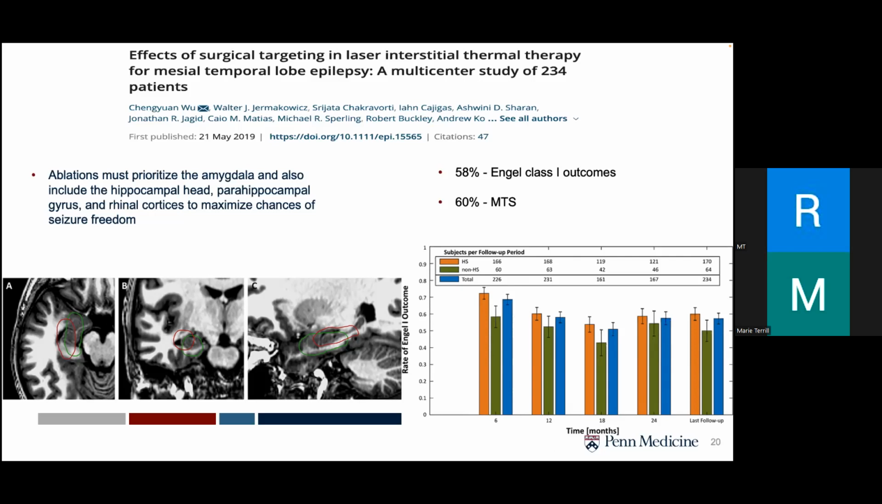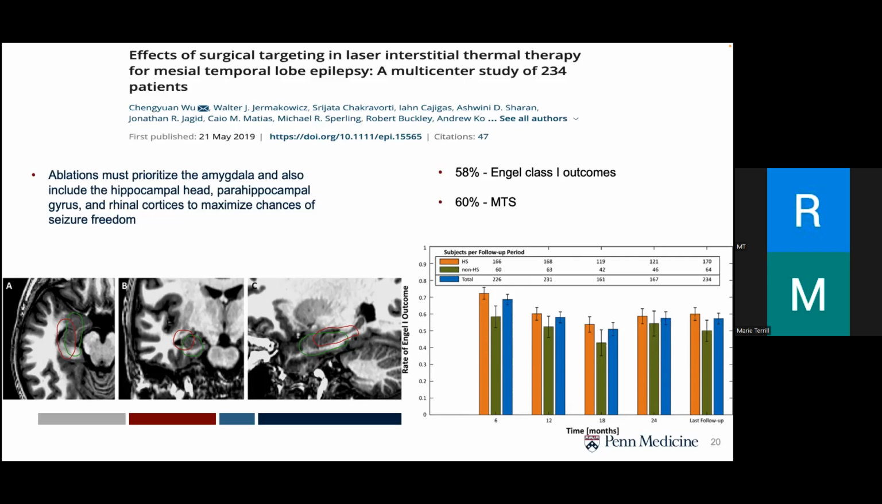Now, when you look at the 6-month cohort, the graph to your left, that looked at hippocampal sclerosis subgroup and non-hippocampal sclerosis subgroup, the surgical outcomes were somewhat similar. Again, they found no significant association between radiographic evidence of sclerosis and predicting outcomes after LITT for mesial temporal lobe epilepsies.